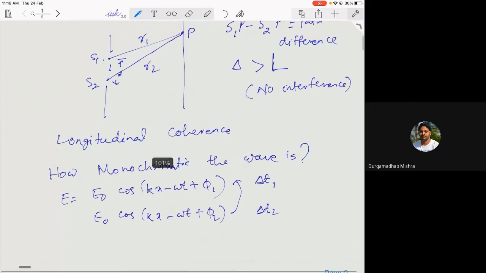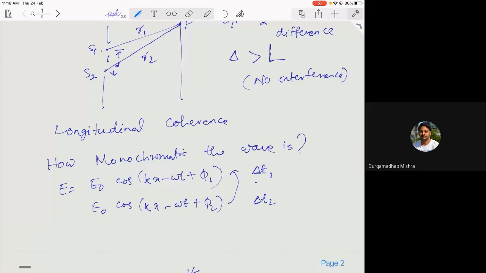Now, within this time period delta t1, the wave would travel a certain distance, right? That distance is nothing but your velocity times the time, so L1 equals c times delta t1, something like that. If you talk about the length over which this wave is coherent and has the same phase, it is this distance L1. After that, again, the phase will be different. Okay, so this is what the coherence length means.